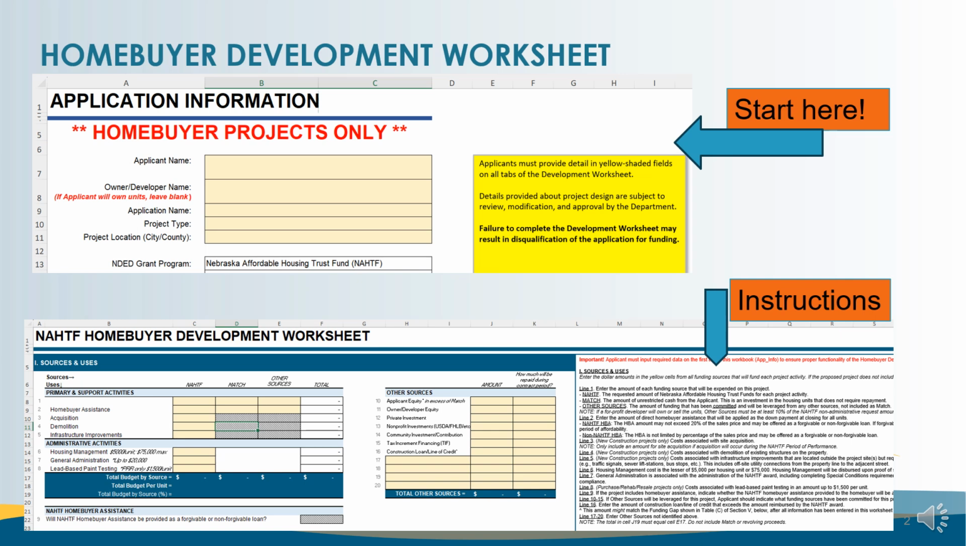Do not turn it into a PDF. It must be uploaded as an Excel. The completed worksheet will be used by the department to underwrite the project. Begin by filling out the first tab named App Info. The information provided on the first tab will ensure proper function of the second tab.